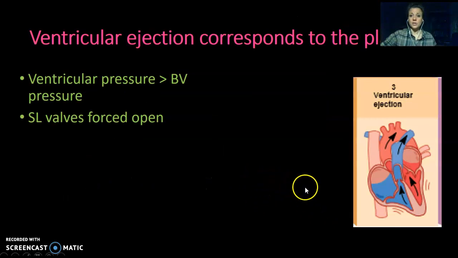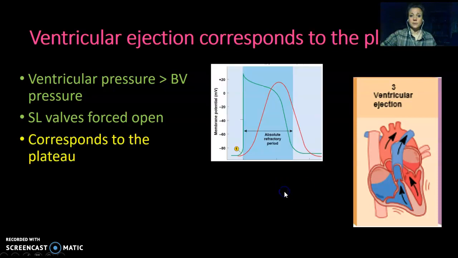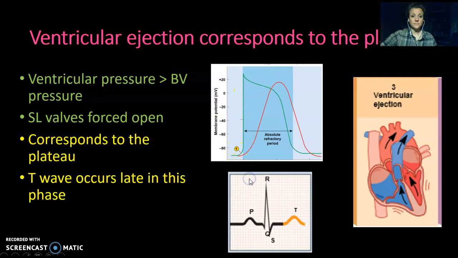Then we have ventricular ejection. We're going to have very strong contraction of the ventricular walls. That's going to force the semilunar valves open. This is the part that corresponds to the plateau that I showed you, where our calcium channels are open and calcium ions are flowing into the cells. This is when our T wave is going to happen.